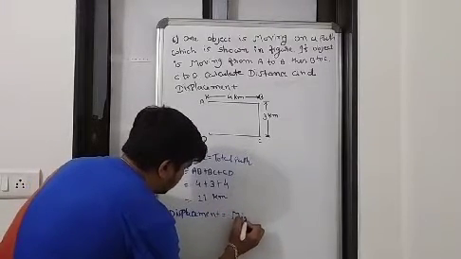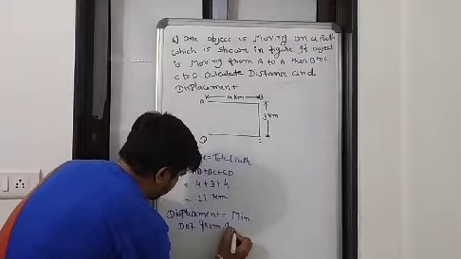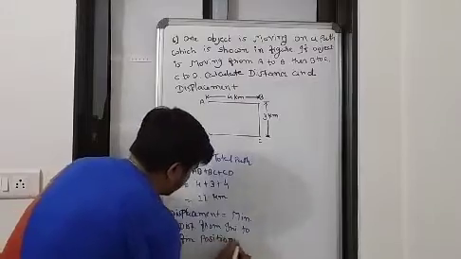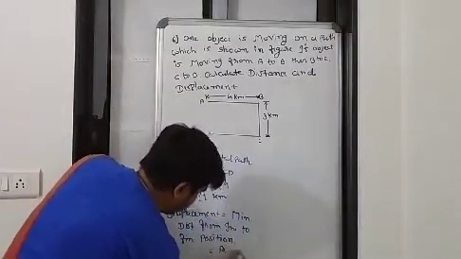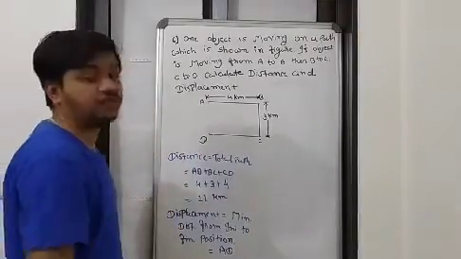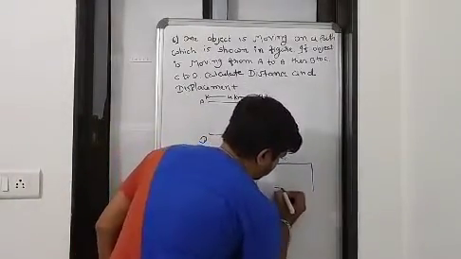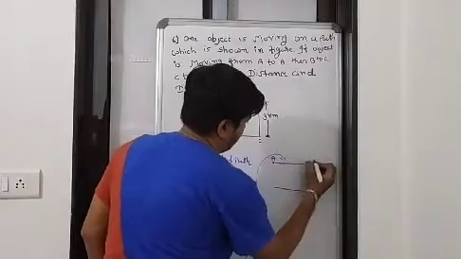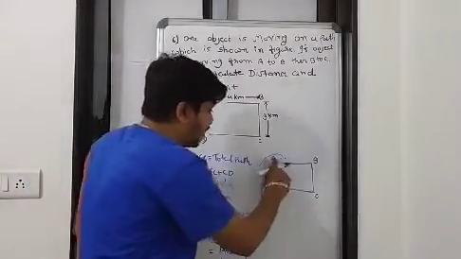It's the minimum distance from initial to final position. What is the initial position? It's A. And what is the final? It's A. So you have to find AB. What is the value of AB, according to the figure? Here it is A, B, C, and D. What do you have to find? AD.